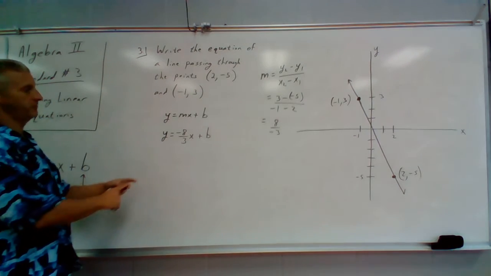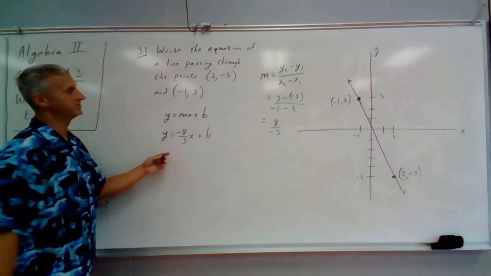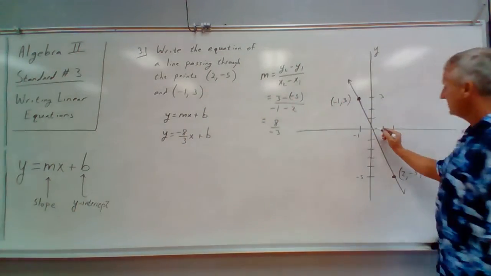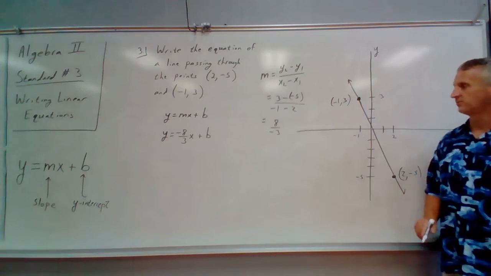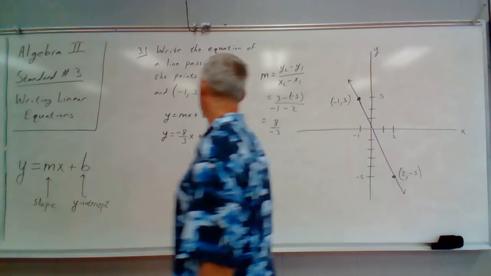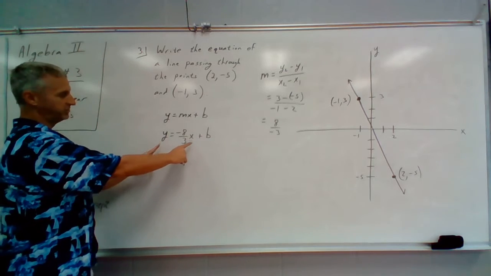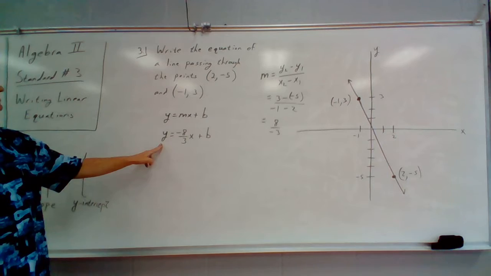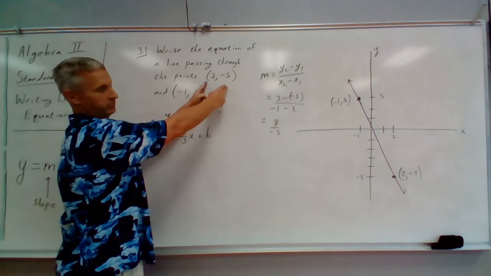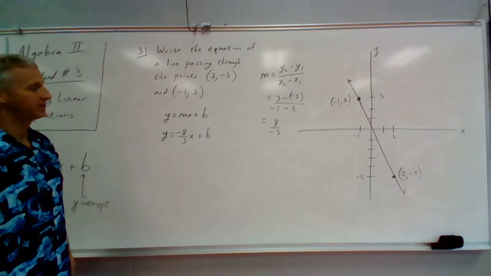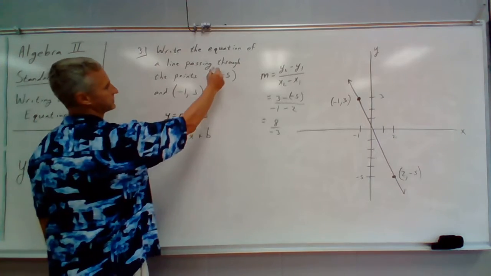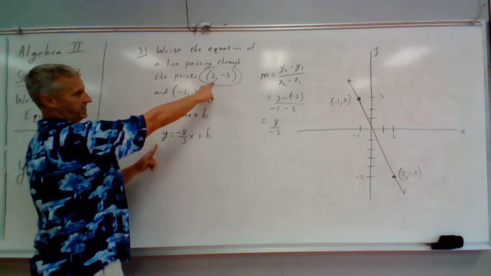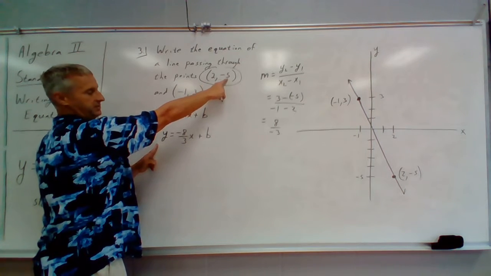All right, so we know the slope. Now we have to figure out the y-intercept. I don't tell you the y-intercept, but it looks like it might be somewhere between 0 and 1. Let's check and make sure that's really true. All right, so I need to plug in an x and a y in order to figure out what the b is. So here I have two ordered pairs. I can choose either one I want. Let's use this guy.